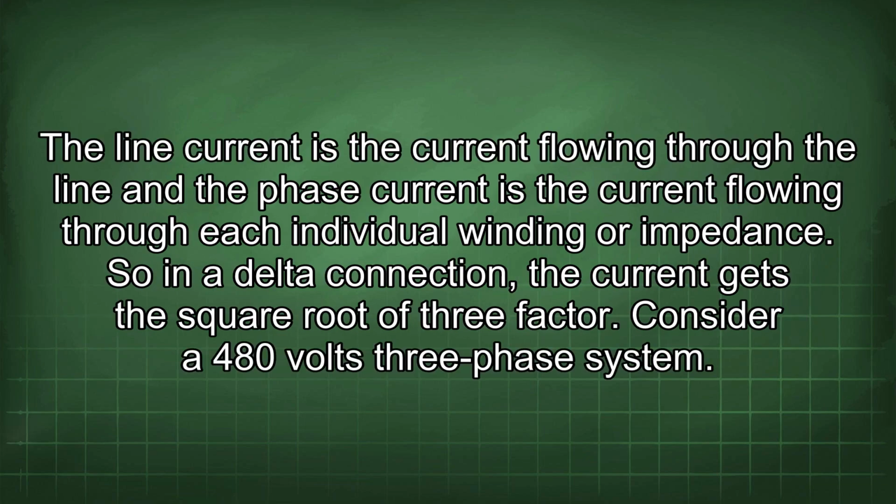The line current is the current flowing through the line, and the phase current is the current flowing through each individual winding or impedance. So in a delta connection, the current gets the square root of 3 factor. Consider a 480 volts three-phase system.